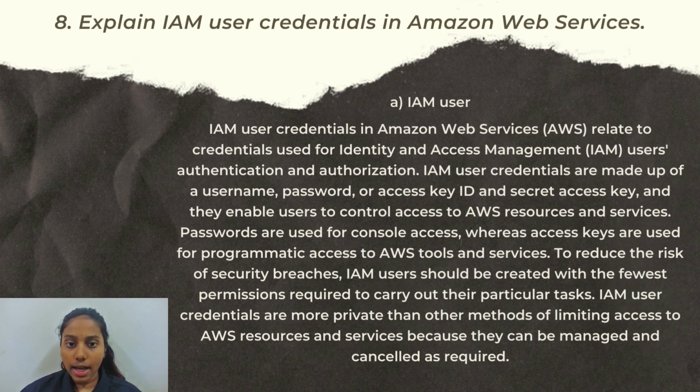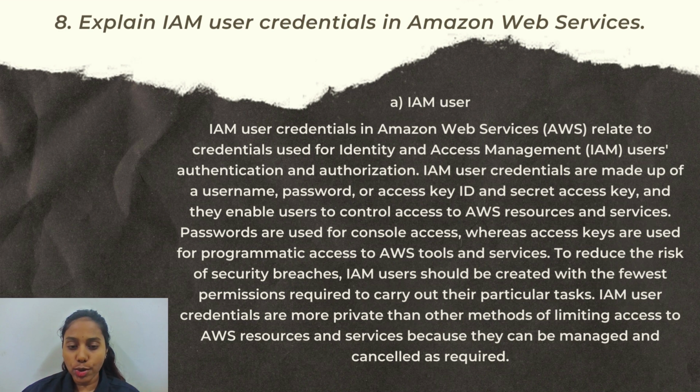The second part is IAM user. IAM user credentials in Amazon Web Service relate to credentials used for identity and access management, also known as IAM users, authentication and authorization. IAM user credentials are made up of a username, password or access key ID and secret access key, and they enable users to control access to AWS resources and services.